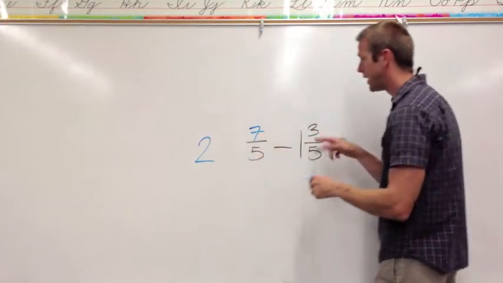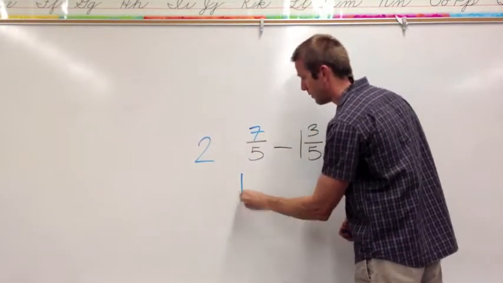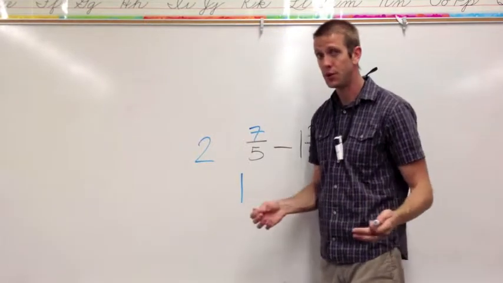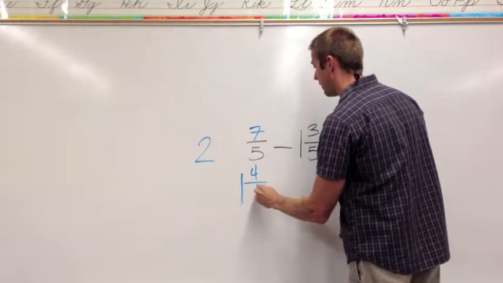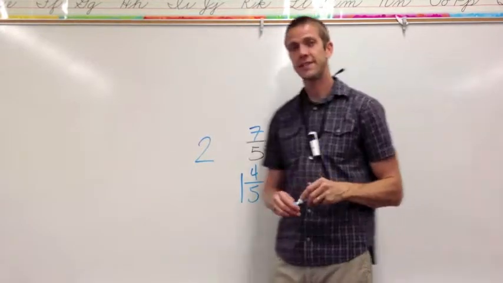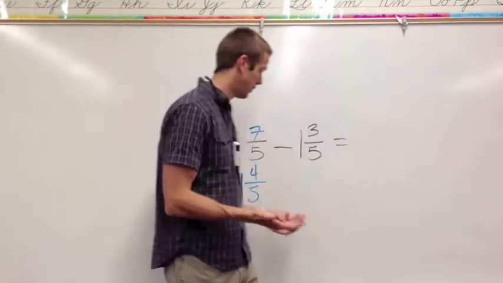2 minus 1 is 1. Remember I told you it was not going to be 2. And 7 minus 3 is 4. Fifths is the denominator, so it stays the same, and we have our answer.